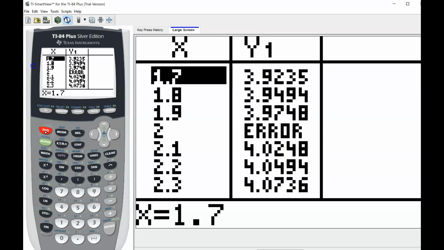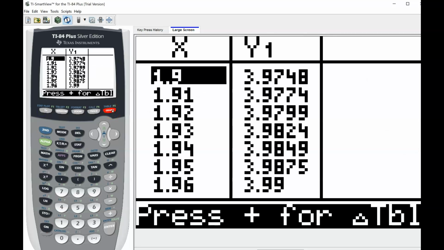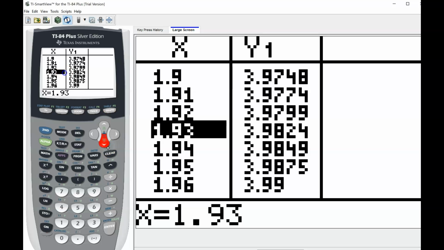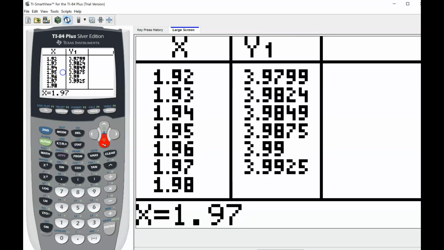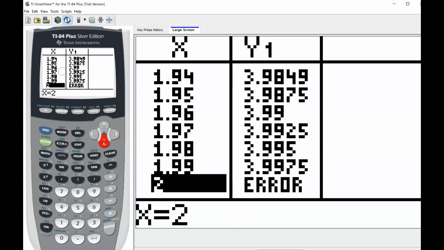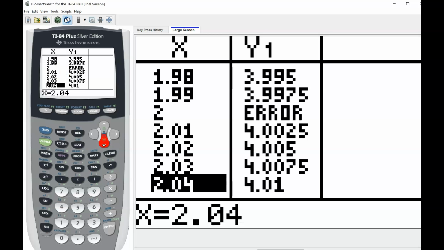We could even change the table set. And to be honest, a lot of times this is what I choose, is 1.9 and then 0.01 gives a better picture. A lot of times for other ones, this one we could easily see from at 1.9 and 0.1, but not always is the case. And you can see that's going to 4. You can use that table feature to help you do that.